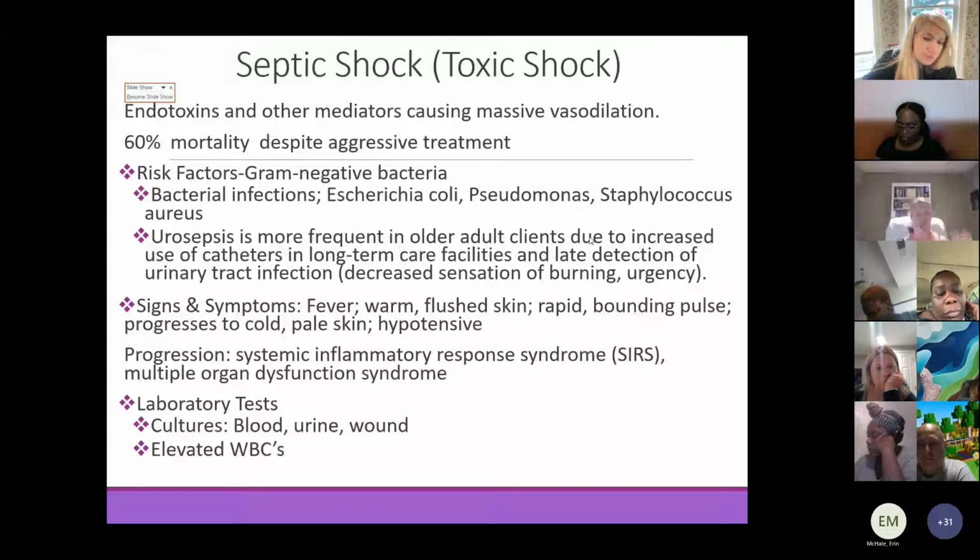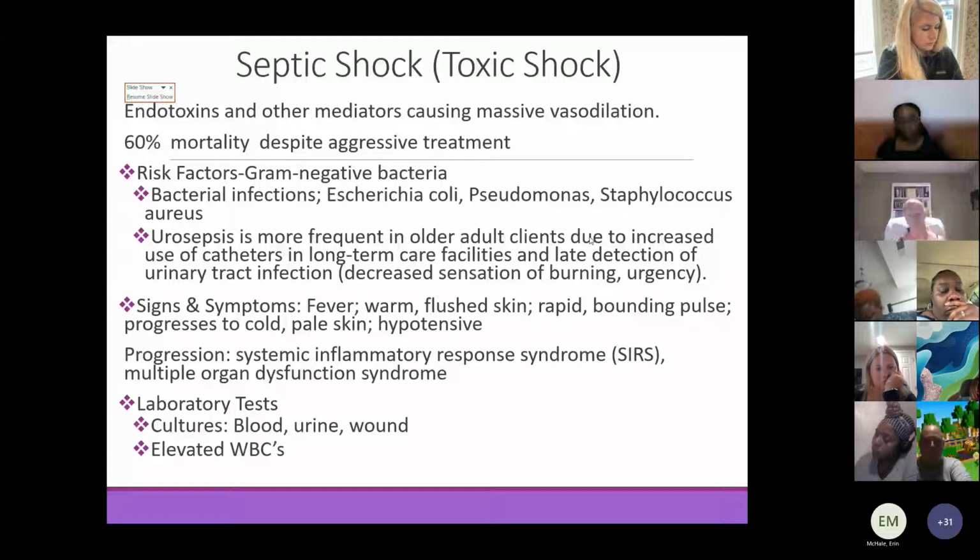And one of the things we think about to determine if someone has septic shock is the rule of 100s. The rule of 100s is that when we're looking at their vital signs, their heart rate is above 100, their temperature is above 100, and their blood pressure is below 100. So if any of your patients have those three indicators in their vital signs, that starts to make you think, hey, maybe something's going on with this patient and maybe they're starting to become septic.